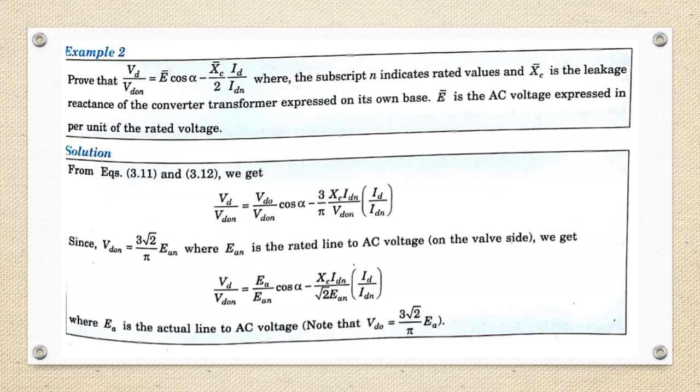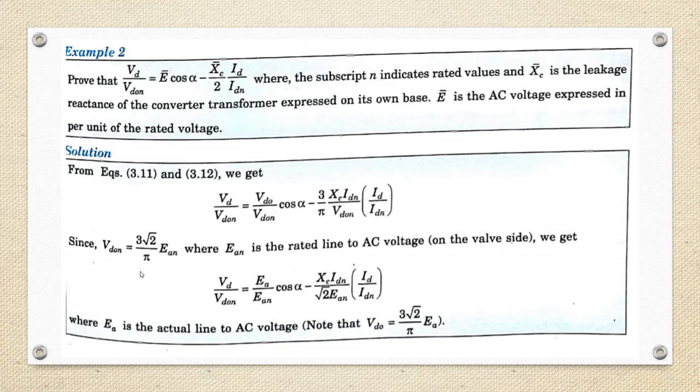So from equations 11 and 12, the 11th equation is Vd equals Vd0 cos alpha minus Id by 2 Is, that is Vd0 cos alpha minus Rc Id, and the 12th equation is Rc equals 3 by omega Lc, that is 3 by Xc. So from these equations, Vd by Vd0n equals Vd0 by Vd0n cos alpha minus 3 by Xc IDN by Vd0n Id by IDN.